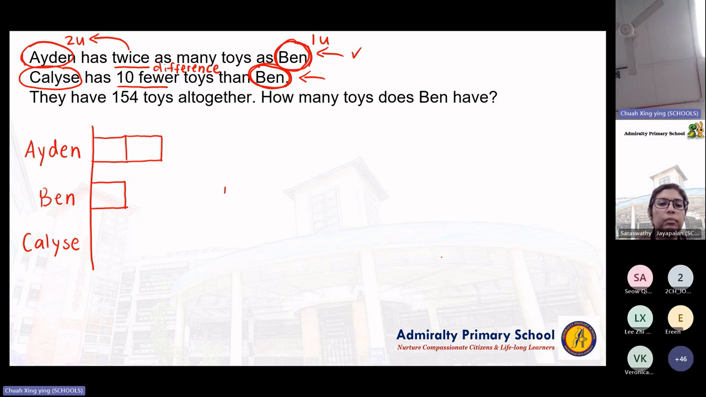So our first model, comparing between Aiden and Ben, we have drawn 2 units for Aiden and 1 unit for Ben. Now let's look at the second sentence. Kelly has 10 fewer toys than Ben. Meaning, Kelly has a shorter bar. How much shorter? 10.